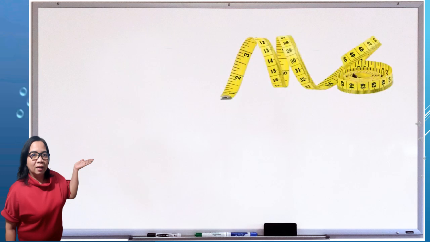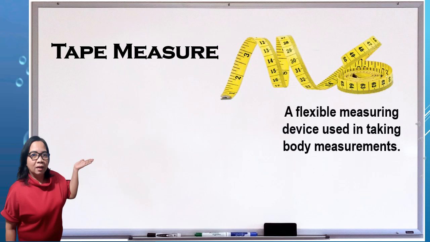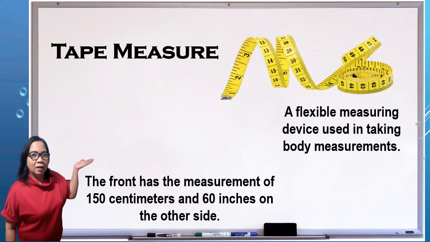What measuring tool is this? Very good. This is a tape measure. This is a flexible measuring device used in taking body measurements. Tape measure has two faces. The front has the measurement of 150 centimeters and 60 inches on the other side.